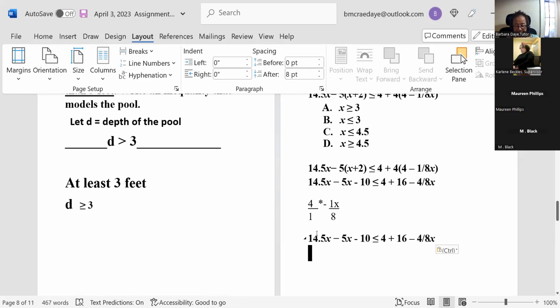How do you get all your x's together, Maureen? Okay, so that's your variables, and you've got two of them on the left, and you've got one over on the right you need to get on the left. So what would you do?